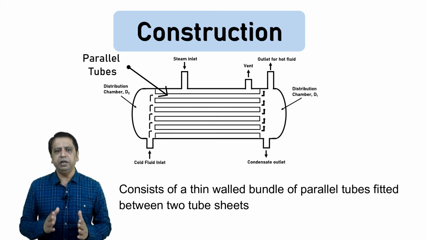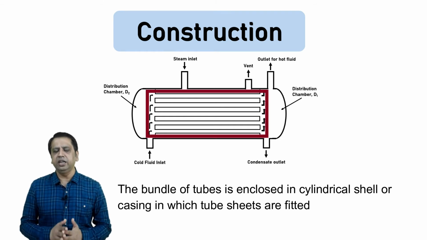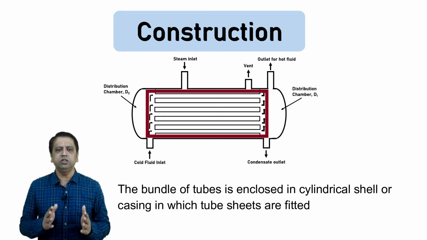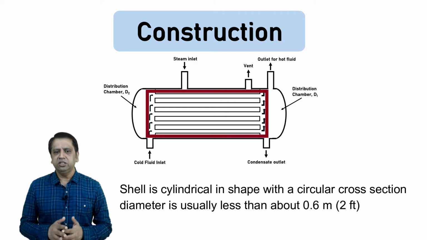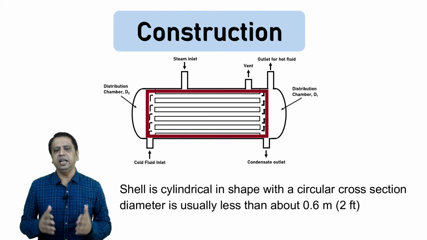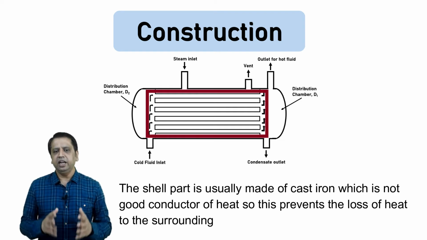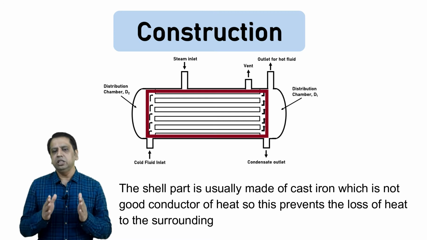Regarding its construction, as you can see in this figure, it consists of a thin-walled bundle of parallel tubes fitted between two tube sheets. The bundle of tubes is enclosed in a cylindrical shell or casing in which the tubes are fitted. The shell is cylindrical in shape with a circular cross-section, with a diameter usually less than 0.6 meter, which is about 2 feet. The shell is usually made of cast iron. As we know, cast iron is not a good conductor of heat, so this will prevent the loss of heat to the surroundings.